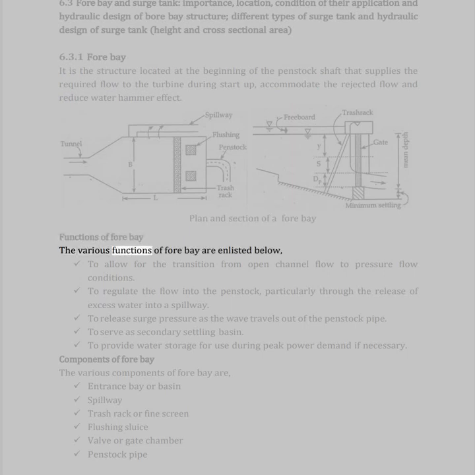Functions of forebay. The various functions of forebay are enlisted below: to allow for the transition from open channel flow to pressure flow conditions; to regulate the flow into the penstock, particularly through the release of excess water into a spillway; to release surge pressure as the wave travels out of the penstock pipe; to serve as a secondary settling basin; to provide water storage for use during peak power demand if necessary. Components of forebay. The various components of forebay are entrance bay or basin, spillway, trash rack or fine screen, flushing sluice valve or gate chamber, penstock pipe.